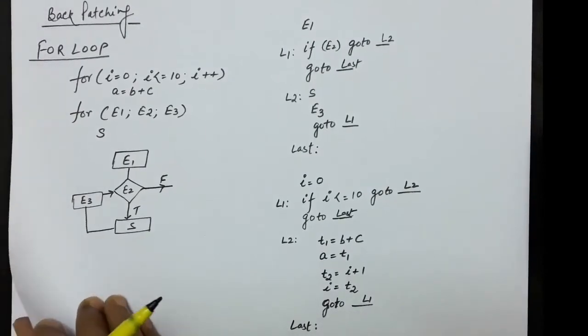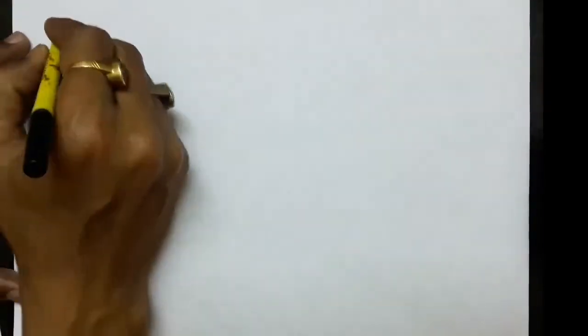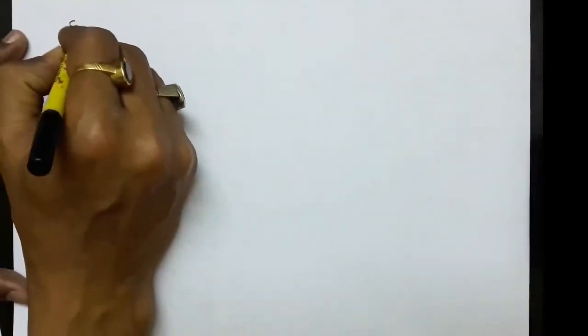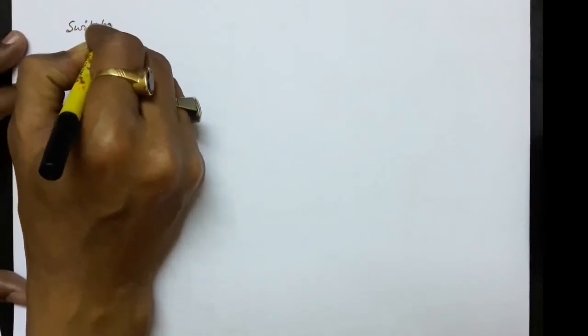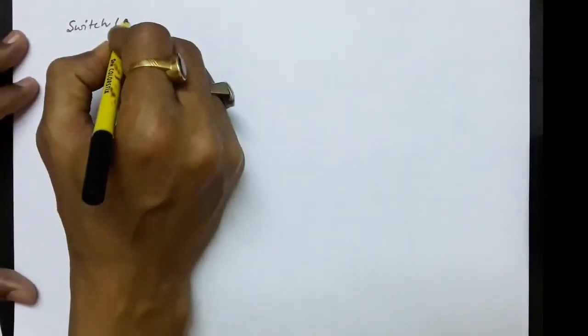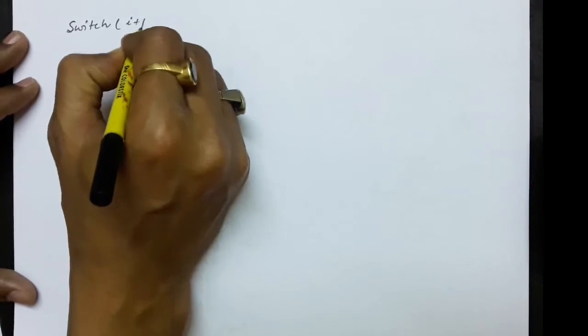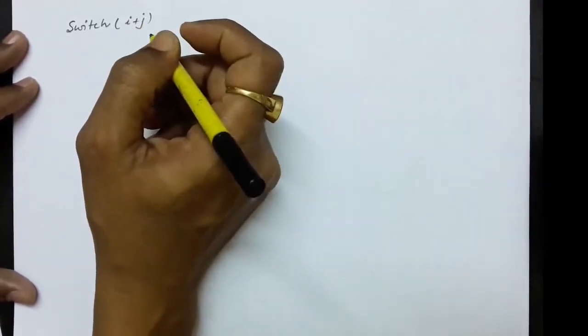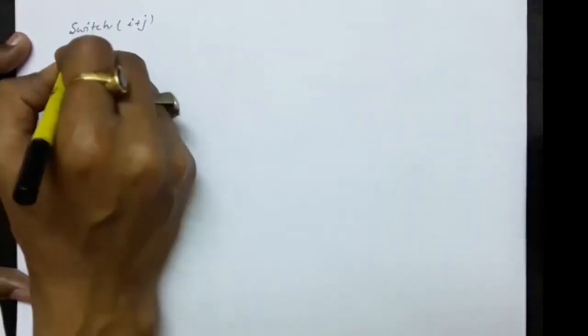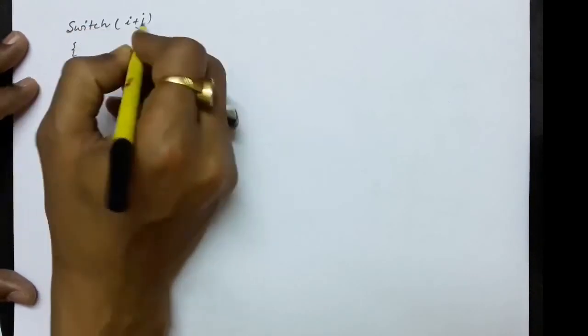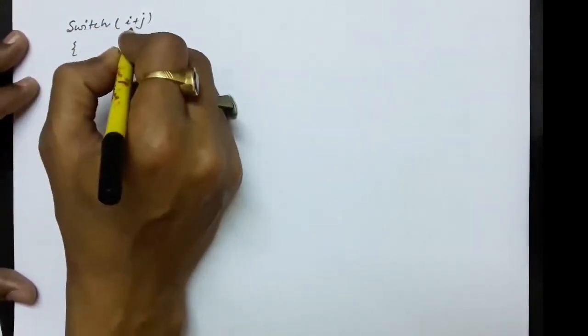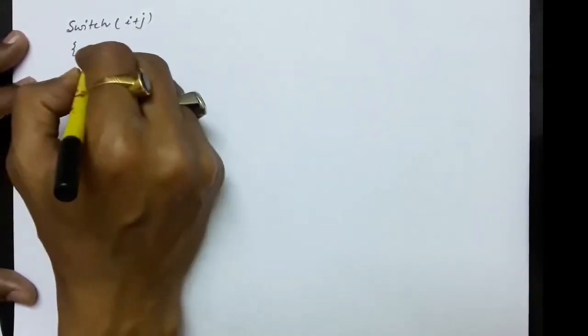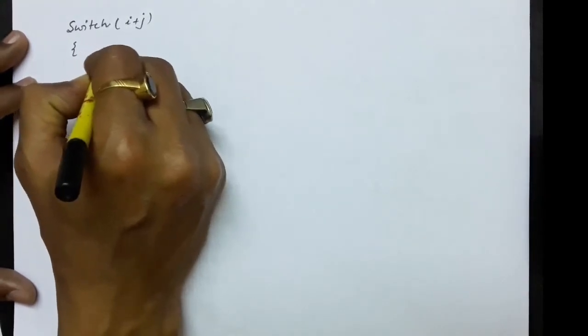Now let us think about the switch case construct. And for this switch case construct, let's say it is of type switch I plus j. If this is the switch based on the value of I plus j, we're going to take some decision.